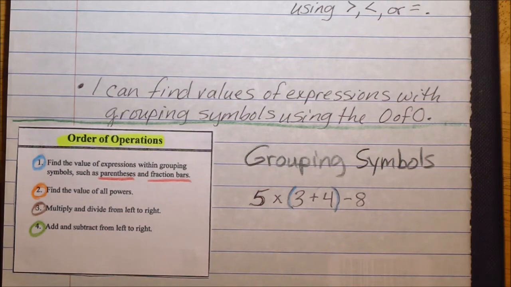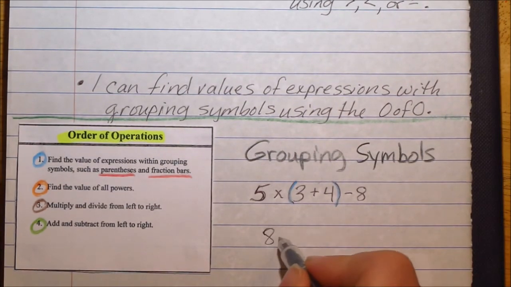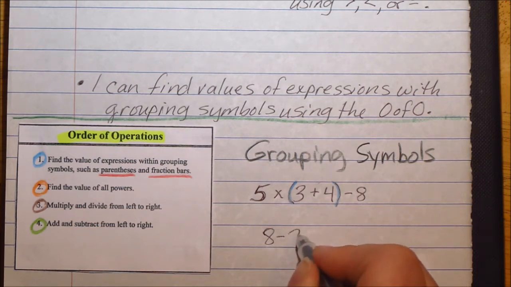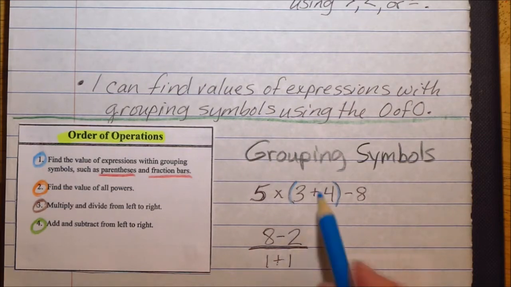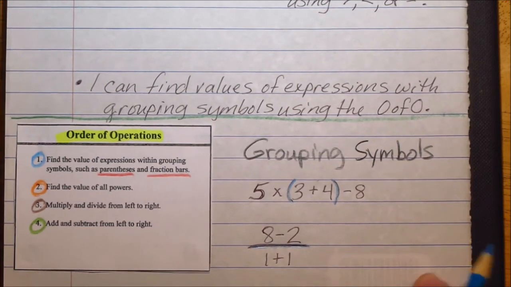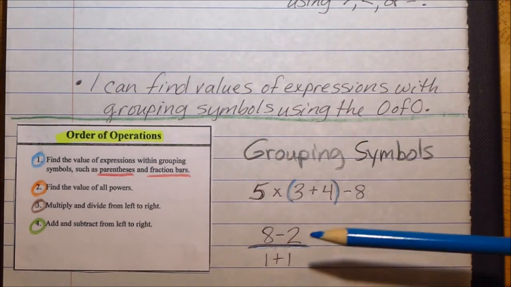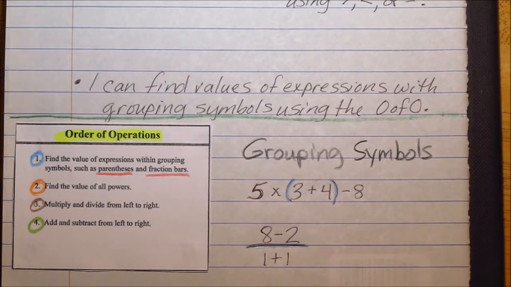All right. Now, another way that it could look is 8 minus 2 over, this is that fraction bar I was talking about, 1 plus 1. This fraction bar is the other grouping symbol that you are going to see. And what this means is before I do anything else, I must do what's above and below the fraction bar. And I'll show you in our examples next how that would look.